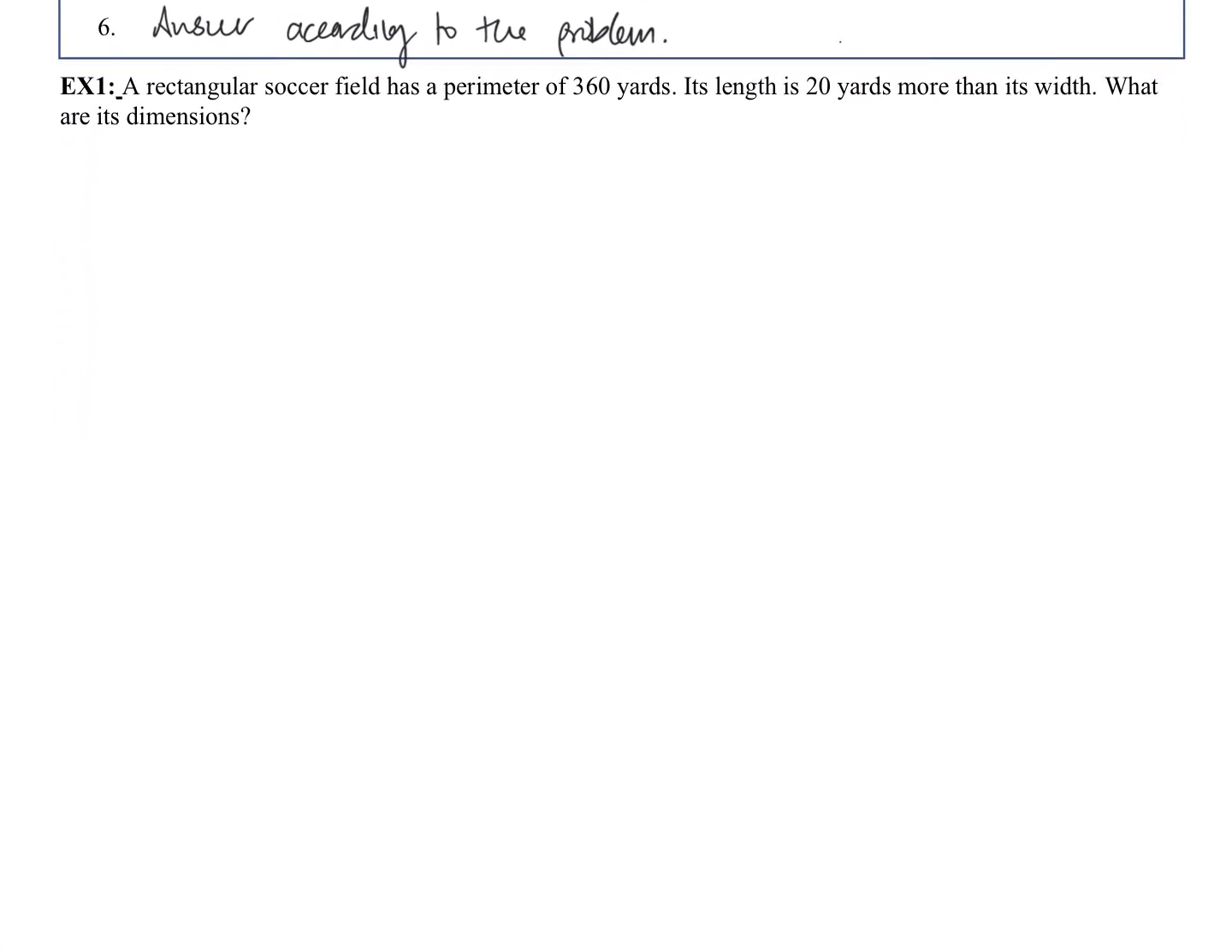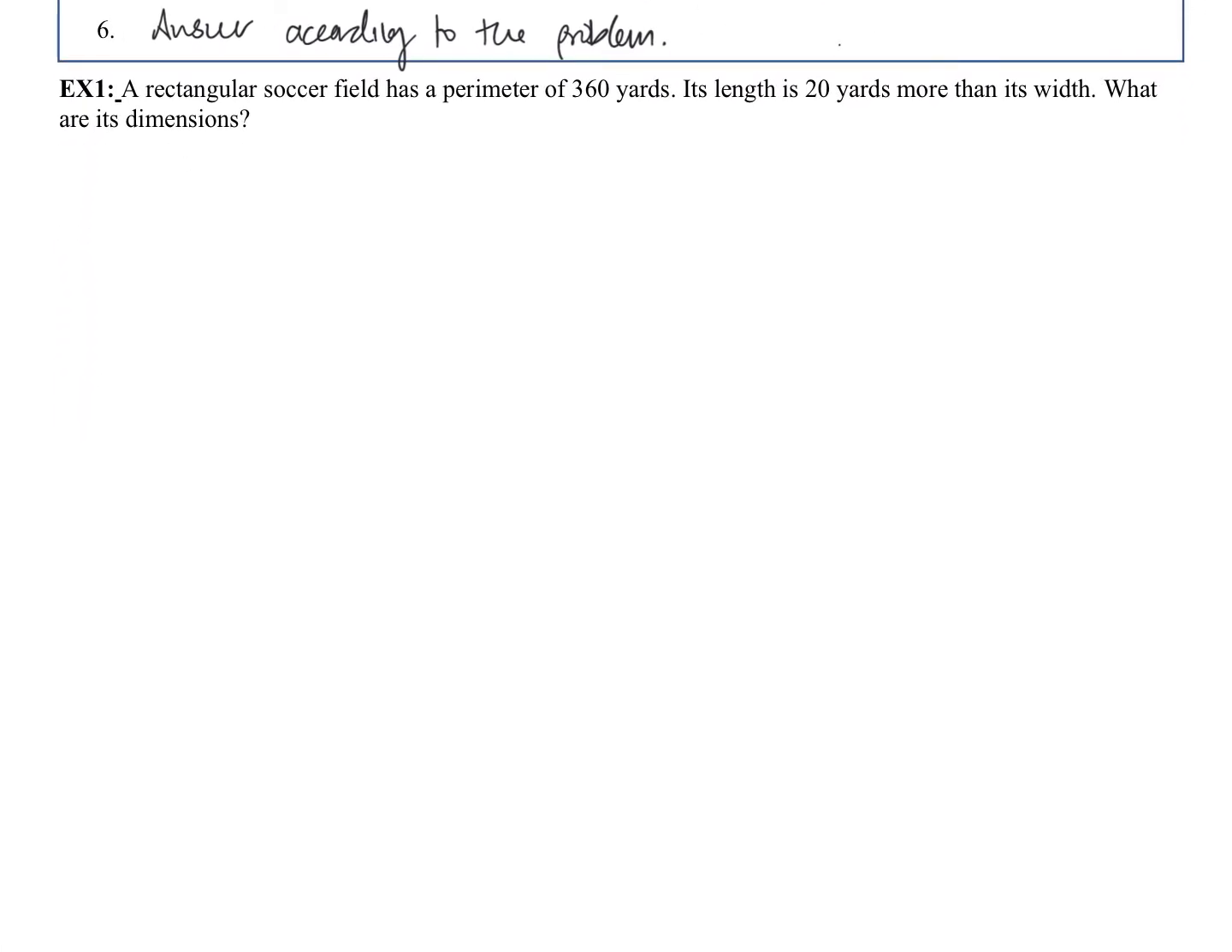A rectangular soccer field has a perimeter of 360 yards. Its length is 20 yards more than its width. What are its dimensions? So, first off, actually, I'm going to go ahead and draw a diagram to get a better idea on what this looks like. So we have a rectangle. The reason I thought of drawing a diagram is because they brought up a shape.